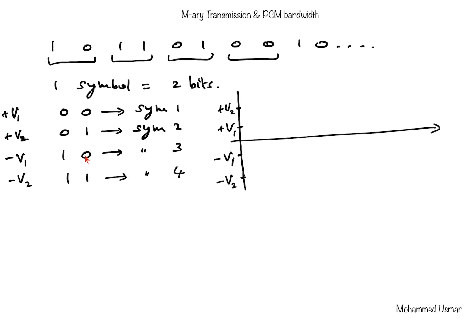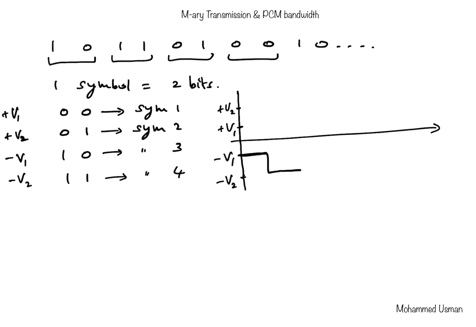So 1, 0 corresponds to minus 1. So the first symbol would be a pulse at minus V1 volt. So that would be our first pulse waveform at a voltage level of minus V1. Then we have 1, 1. 1, 1 corresponds to minus V2. So in the next symbol interval, the voltage level will go to minus V2.